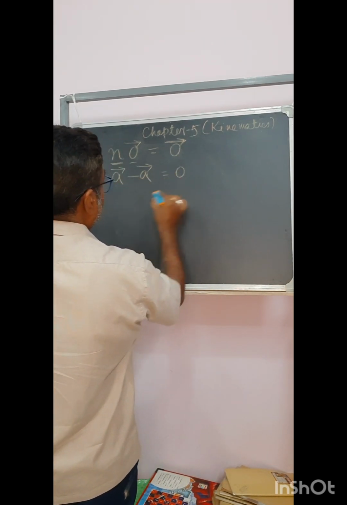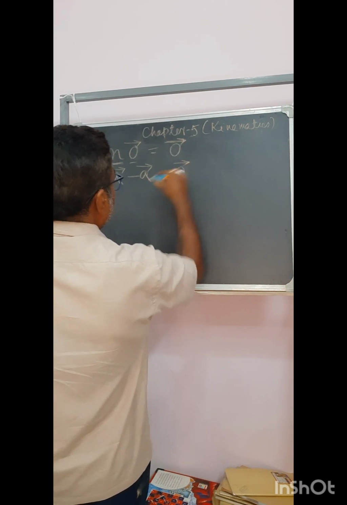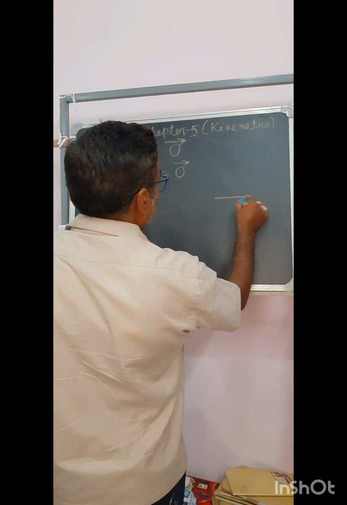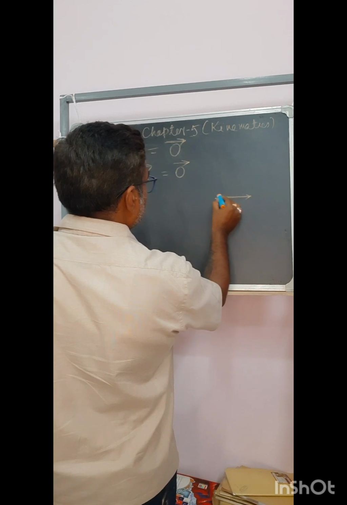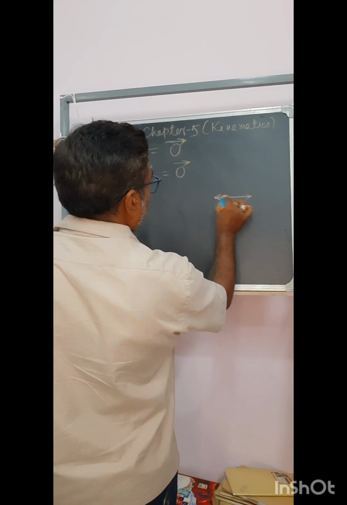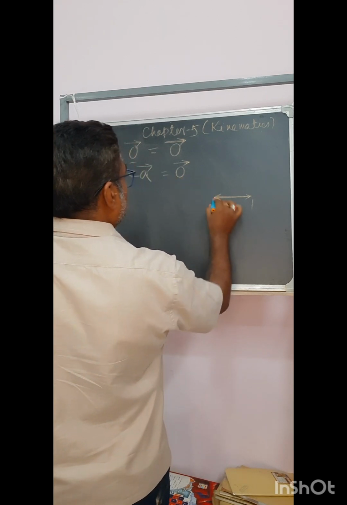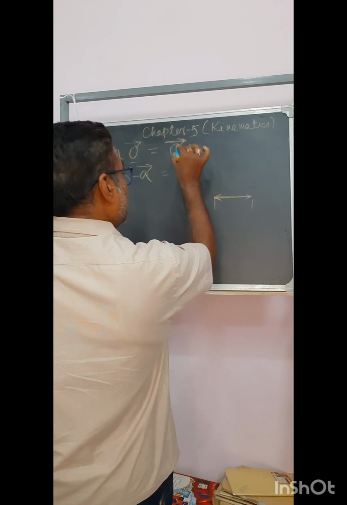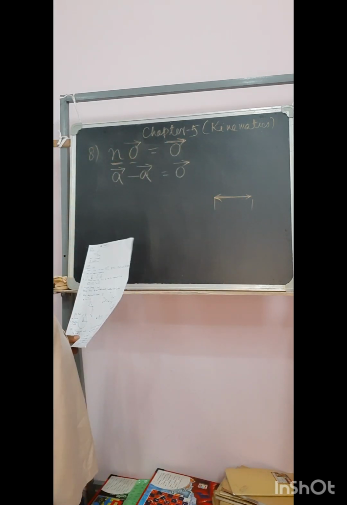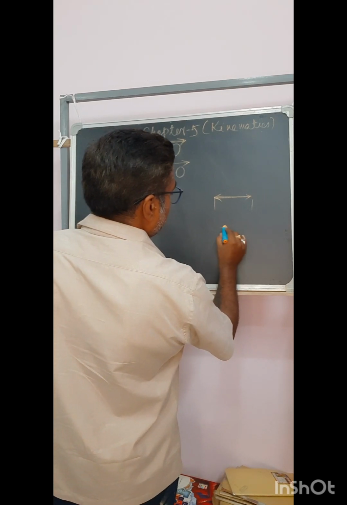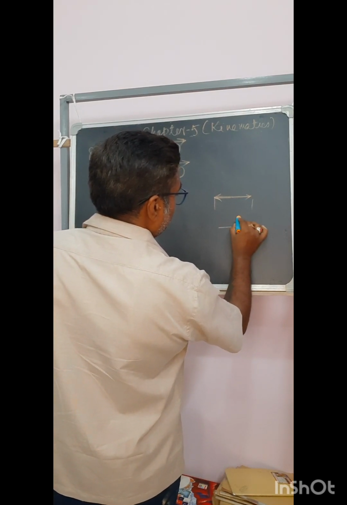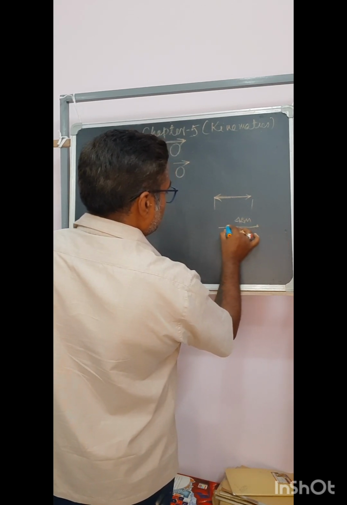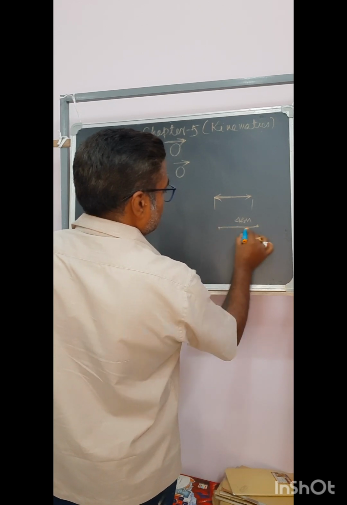The value of these vectors is 0, but it has to be represented with a 0 vector again, because we know that vector A and minus A are collinear but in opposite directions, and the magnitudes are the same. So the result of the two vectors is 0, but it would be a vector, because there will always be a direction. Assume a car is moving in this direction, it goes 4 kilometers, then returns back and comes to the starting point in the opposite direction.